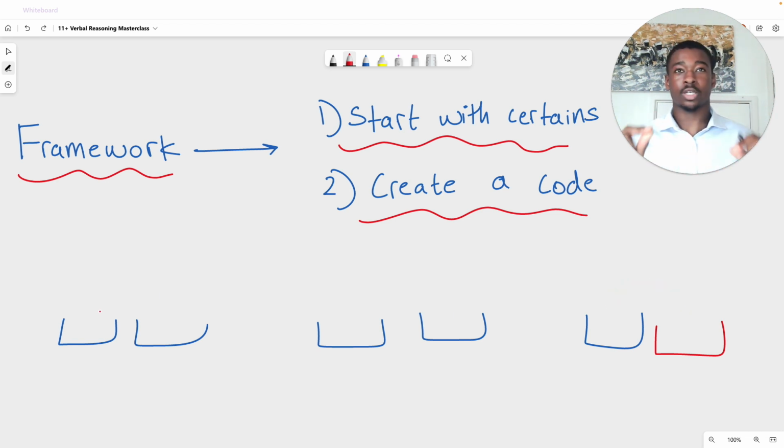So starting with certains simply means identifying when a letter on the right side can only come from one place within the accompanying word. And creating a code is what we do when we have a letter that could come from more than one place within the accompanying word. So if we have a letter that could come from more than one place, then we need to create a code. Let's say that letter could come from position 2 or 4. We can write down 2 or 4.